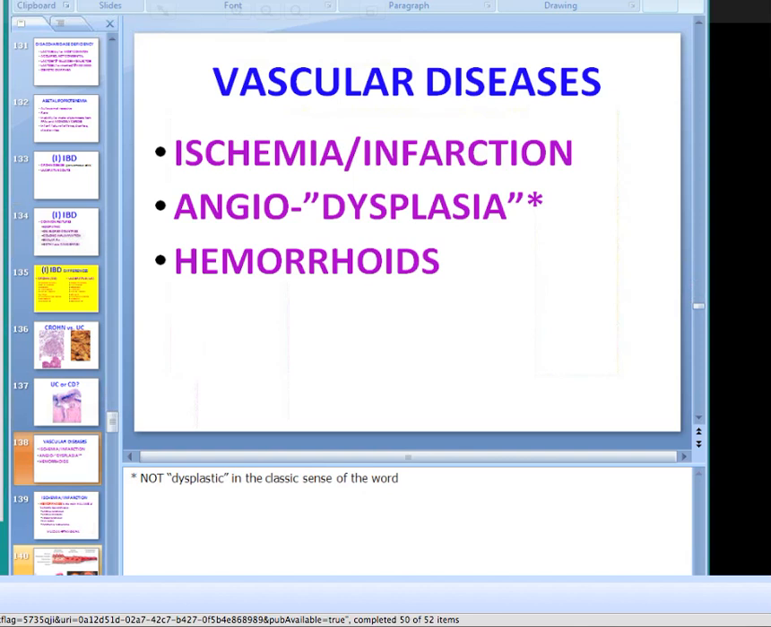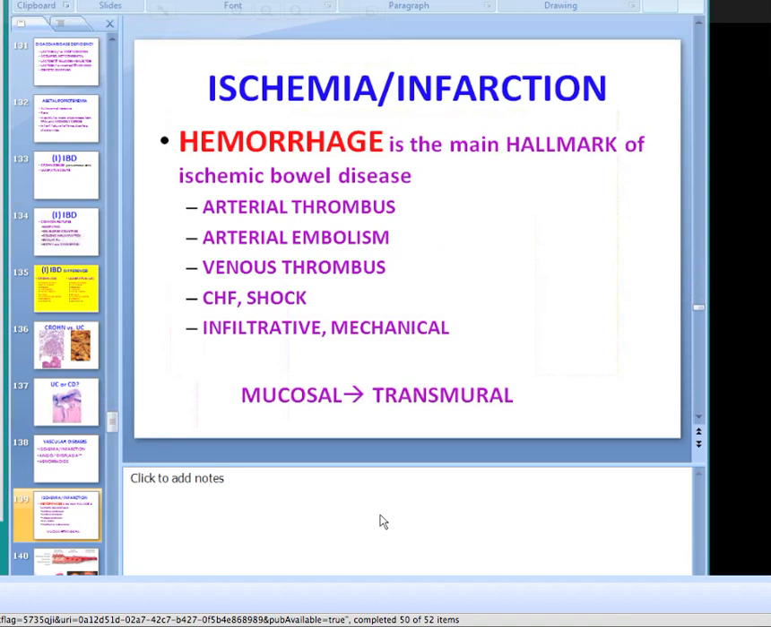Okay, so much for inflammatory bowel disease. Let's talk about a few cute little vascular diseases. Of course, one vascular disease is lack of blood flow. Another one is this very, very common thing called angiodysplasia, which is a horrible misnomer because it's not dysplasia at all. And of course, the single most common vascular disease of the planet, hemorrhoids.